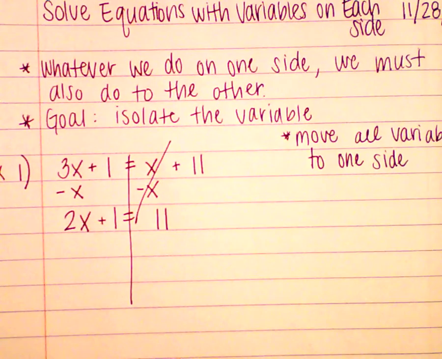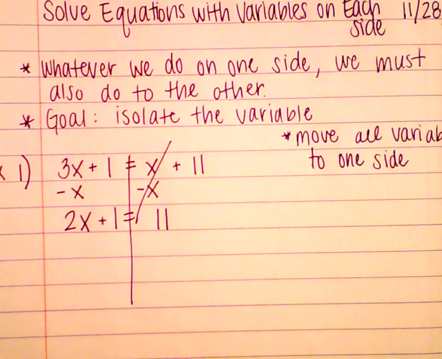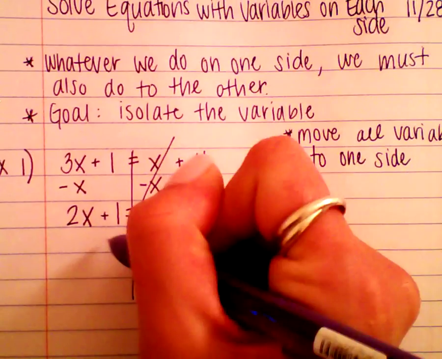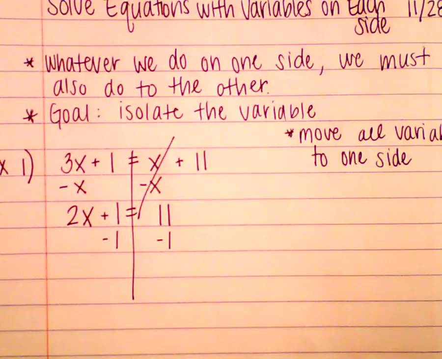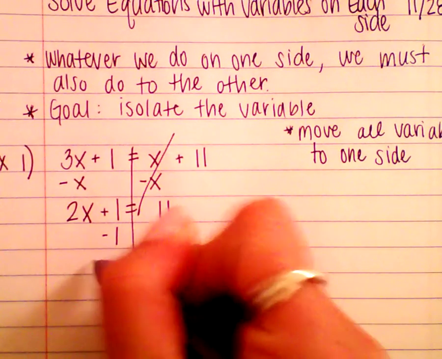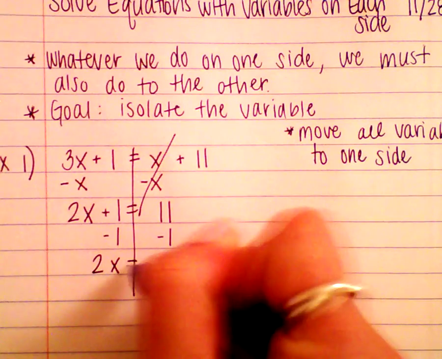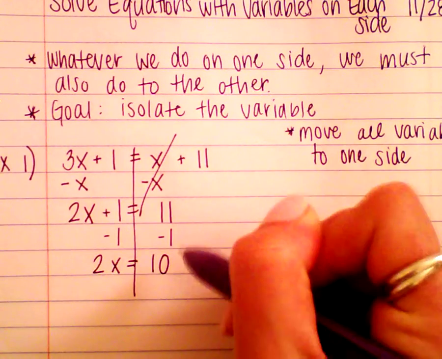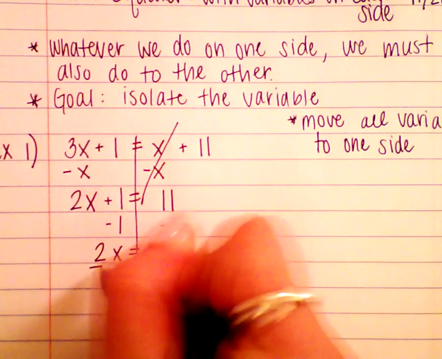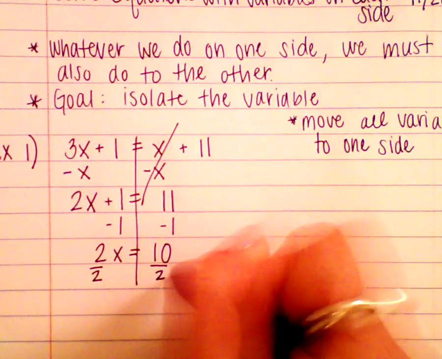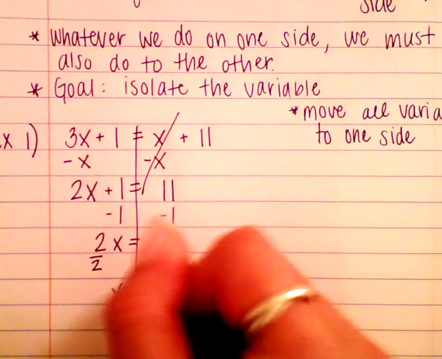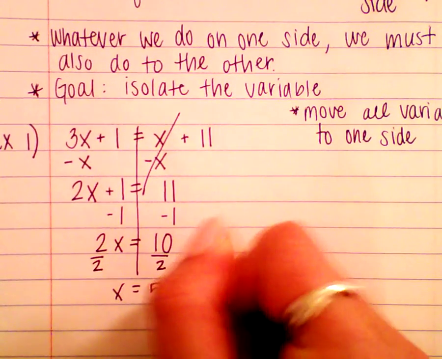So now I have a two-step equation which you know how to solve. So I'm going to subtract 1 from both sides, bring down my 2x equals 10, divide 2 from both sides to undo this multiplication, and I get that x equals 5.